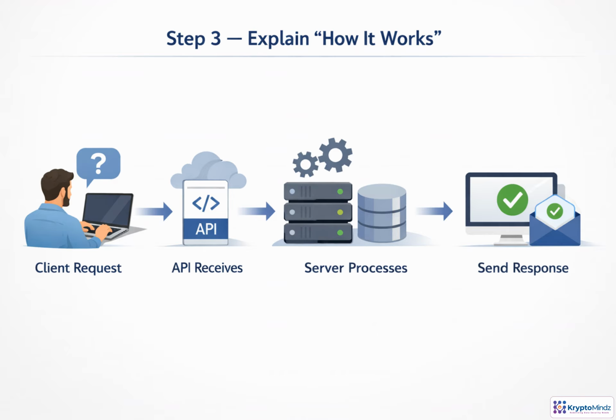Next, move into how it works. Keep the path simple and sequential. Use action verbs so the system feels alive. The client sends a request, the API receives it, the server checks or processes it, and a response returns. Teach the normal path first. Save edge cases for later once the core logic is stable.